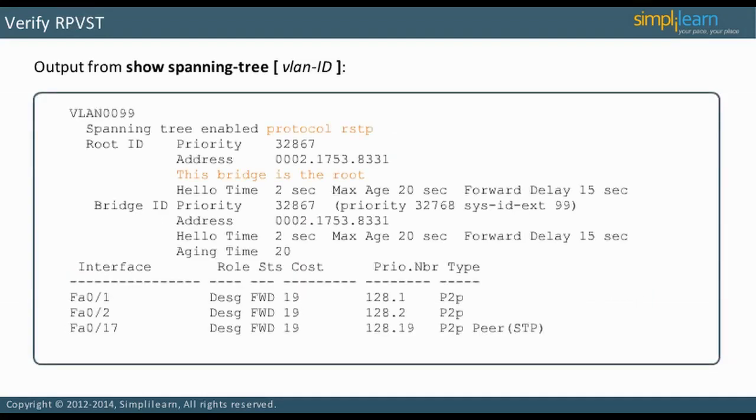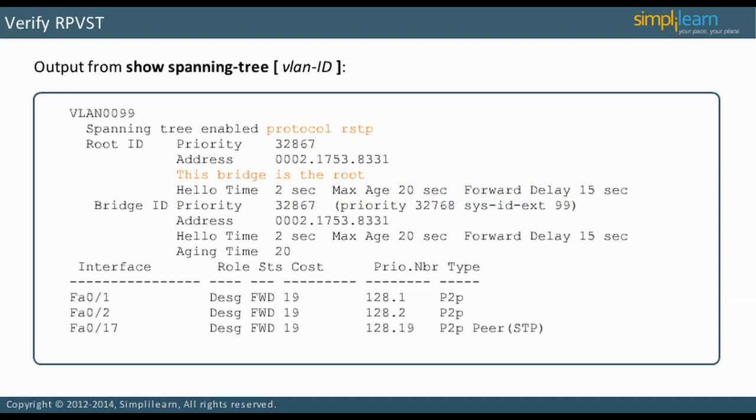This slide shows output when RSTP is used. This is configured with the spanning-tree mode rapid-pvst command. Note on the second line it says Protocol RSTP. This bridge is the root, so the root ID and the bridge ID information match, even though only the hello timer is used in RPVST. Max age and forward delay are still displayed. All ports on a root bridge are designated and forwarding.